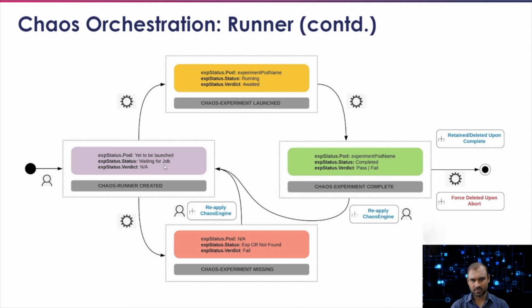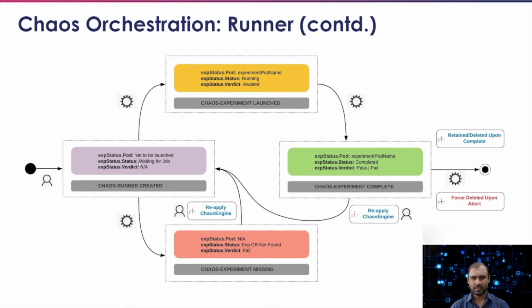Initially, once the runner is created, the experiment status is going to contain some details like this. For the sake of illustration, I have skipped a couple of status items and only shown the most important or the relevant ones for our discussion. The experiment status has a field called pod. This represents the name of the experiment pod, and it has a field called experiment status which talks about the current status of the experiment, and then it also has the verdict of the experiment.